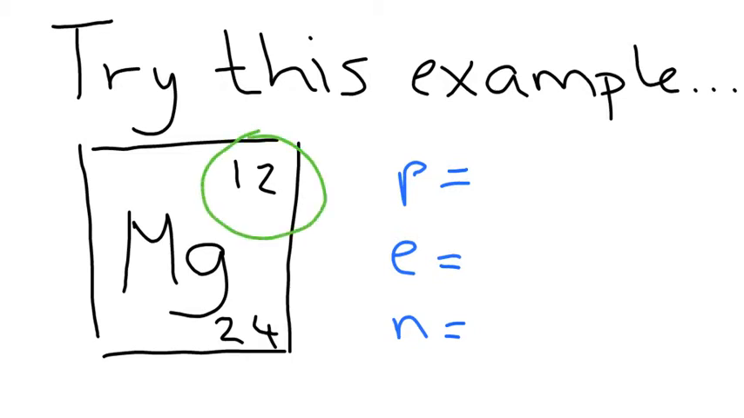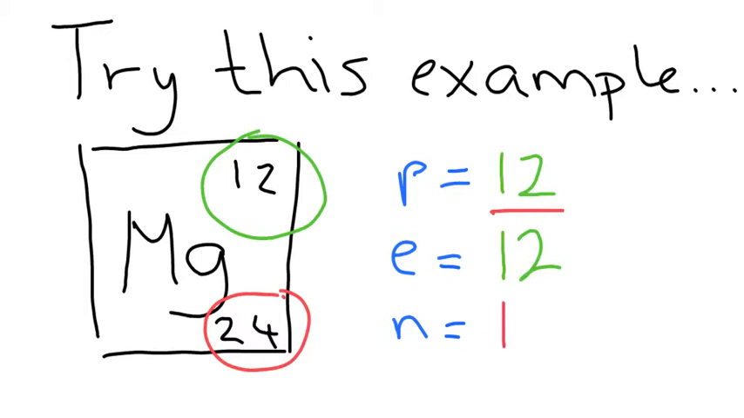Atomic number tells us the number of protons. In a neutral atom, the number of protons is the same as number of electrons. The mass number tells us how many protons and neutrons there are together in total. Out of that 24, we know 12 of them are protons. This means 12 must be neutrons.